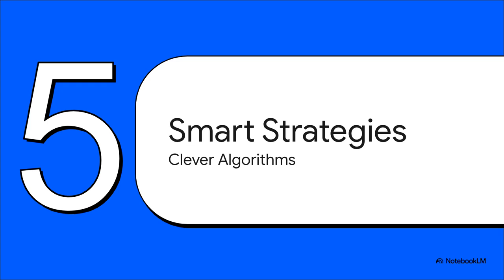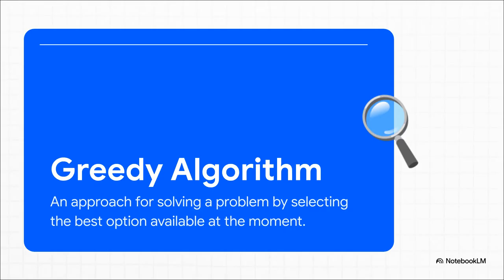Let's look at a couple of really clever strategies that algorithms use to solve problems efficiently. First up is something called the greedy algorithm. And it's a very intuitive approach. At every single step, it just makes the choice that looks like the best one right now, without worrying at all about the long-term consequences. It's simple, it's direct, and a lot of the time it's surprisingly effective.